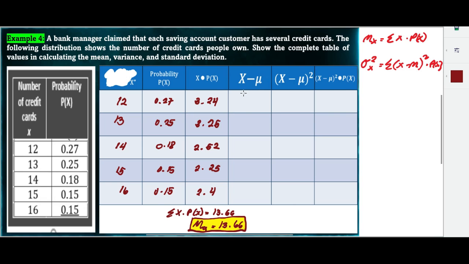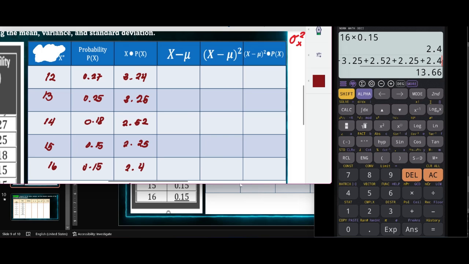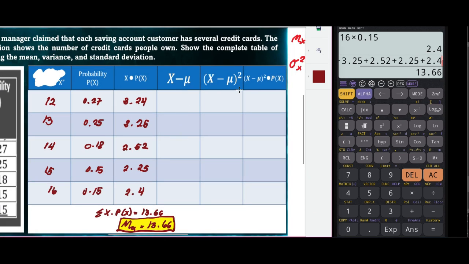So kailangan nating i-minus ito yung value ng x natin, 'di ba? Okay, i-minus daw natin yung each value ng x natin, kailangan natin i-subtract doon sa expected value natin, which is 13.66. Okay? So ulitin natin, paliitin lang ulit natin siya dito para mas makita natin yung ating calculator. Okay, so let's start.